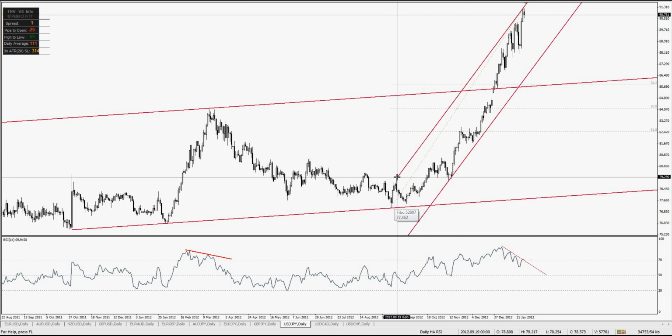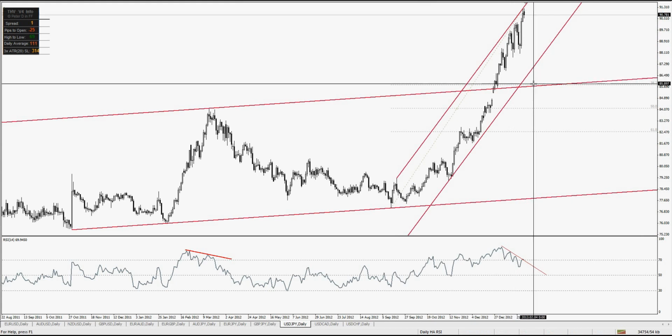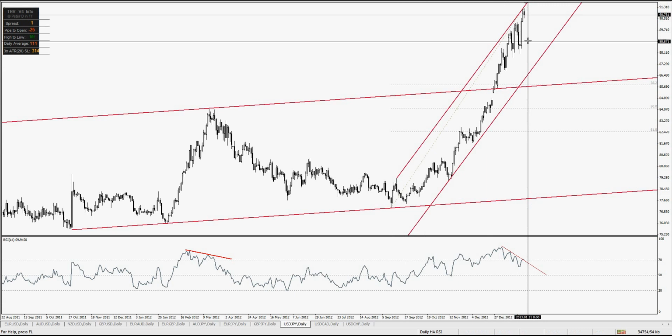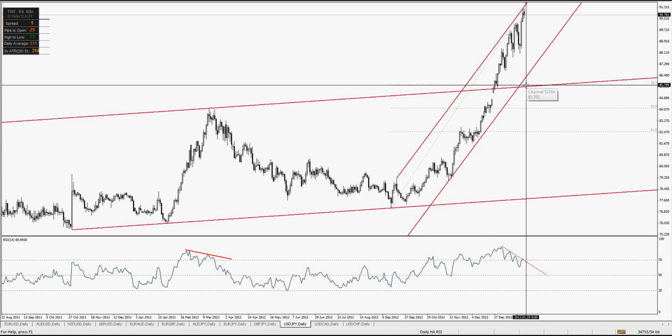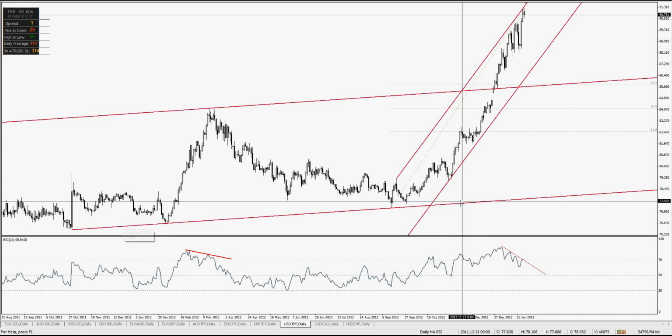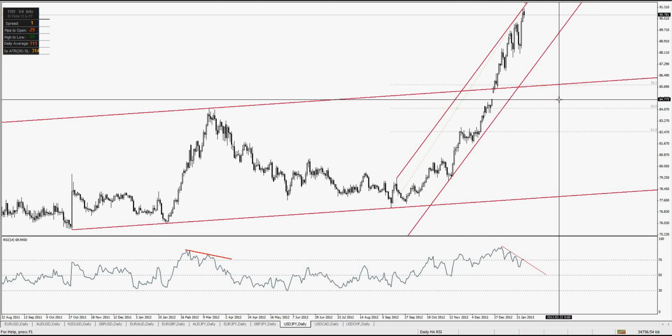Again, if we have some type of 1, 2, 1, 2, 3, 4, 5, we need a 4. 38% retrace of this entire move comes in around 85.80, along with this broken channel. And we also have the gap down here at 84.77.